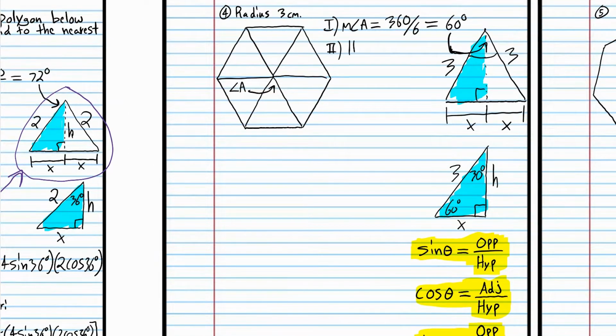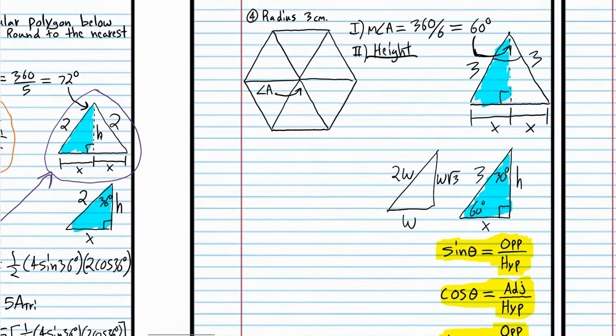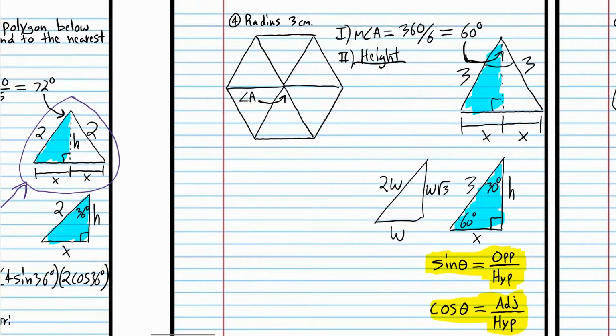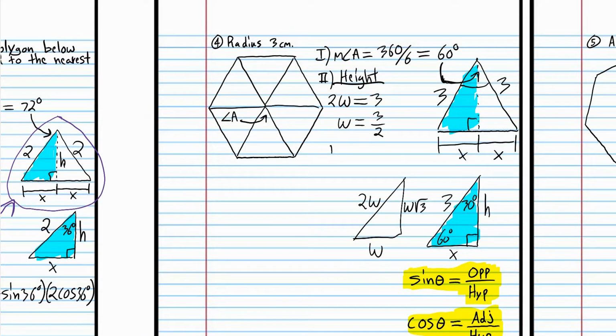Step 2, let's find the height first. I think I'm going to use the special triangle relation. Remember, side opposite 30 is w, side opposite 60 is w root 3, and we have 2w. So we don't really need any of the sine, cosine, and tangent if you don't want to use that. We know that 2 times omega is equal to 3, and omega is equal to 3 over 2. That's another way to do it; you can show that with algebra. And the height is equal to omega times root 3, which is 3 over 2 root 3. So we found the height.